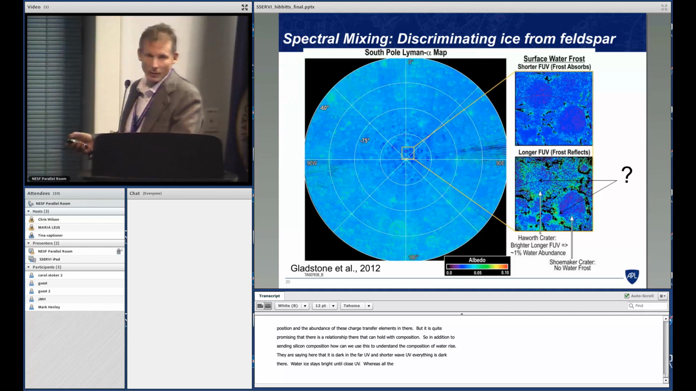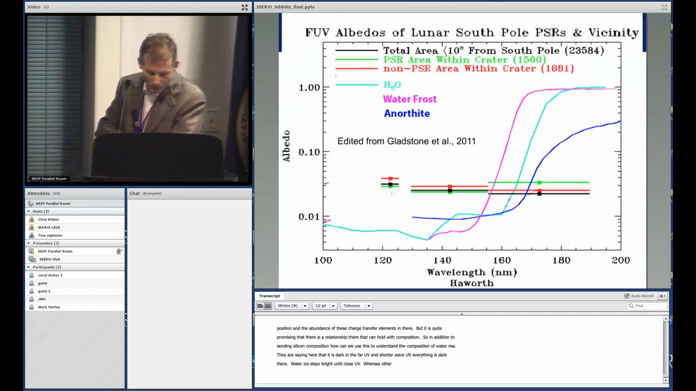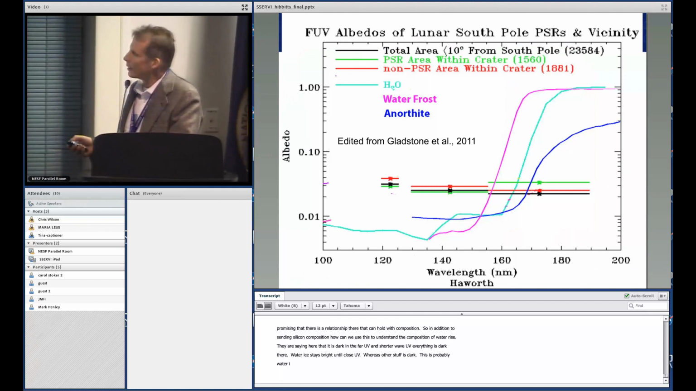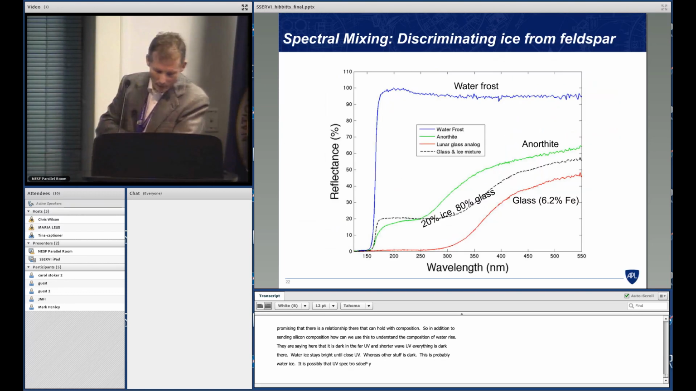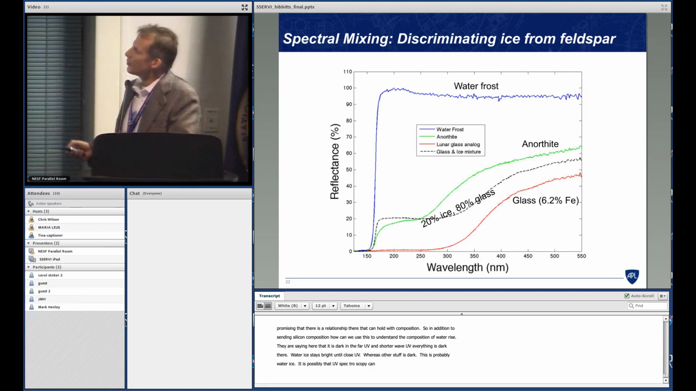But what about this stuff? That water ice with all these other bright features I pointed to. Well, it's possible that UV spectroscopy can help on this one. Don't want to get into this too much because I am out of time. Instead, I'll simply say this.